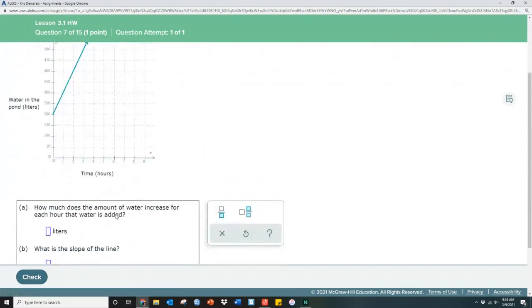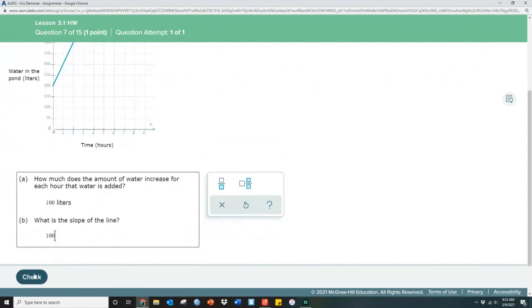It says, how much does the water amount increase each hour? Well, at 1 it goes from 200 to 300 after 1 hour, so it's increasing by 100 liters. What is the slope? It's increasing by 100 liters per hour. So it's got to be the same exact answer.